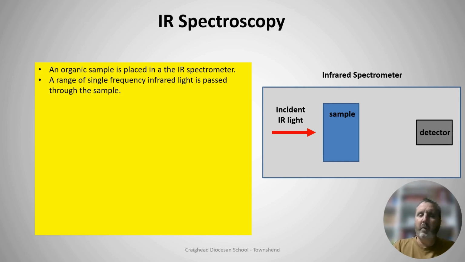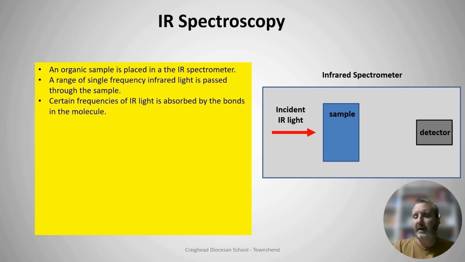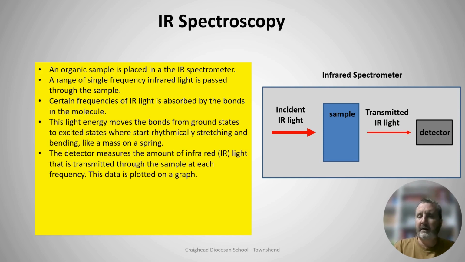So we start off with one frequency, and we pass it through the sample. As it goes through the sample, some of it is absorbed and some of it is transmitted. The transmitted light is then detected by the detector. Now what actually happens in the sample is we pass the light through the sample, and the bonds of the atoms absorb the energy and they start stretching when they absorb the energy.